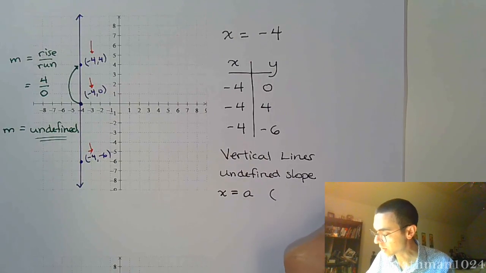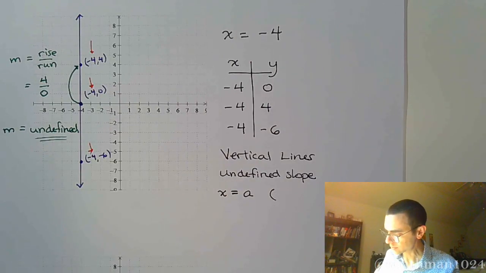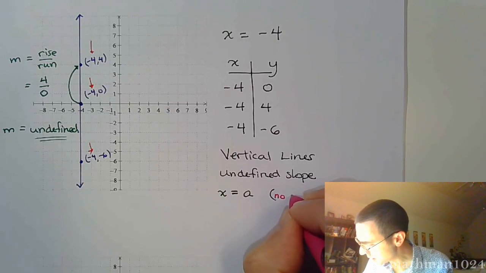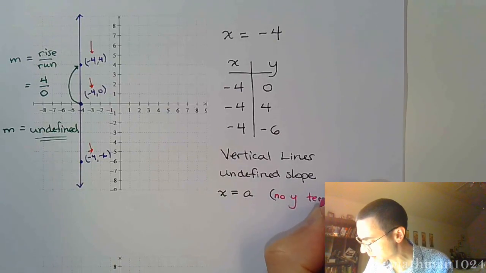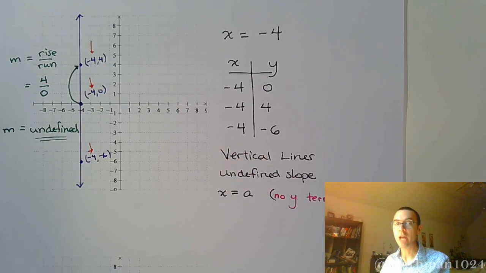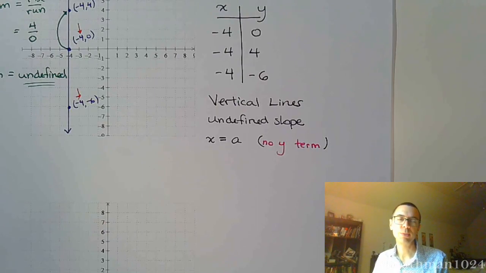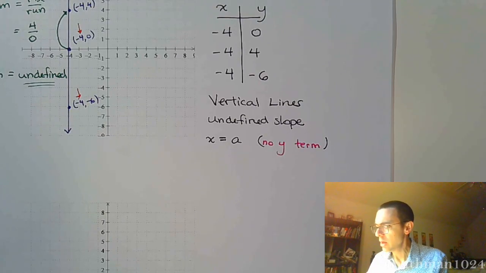And kind of like what we said before, there is no y term here. So if the y term is absent, you're going to have a vertical line. If the x term is absent, then it's going to be a horizontal line. Doesn't seem to be too bad, right? All right.